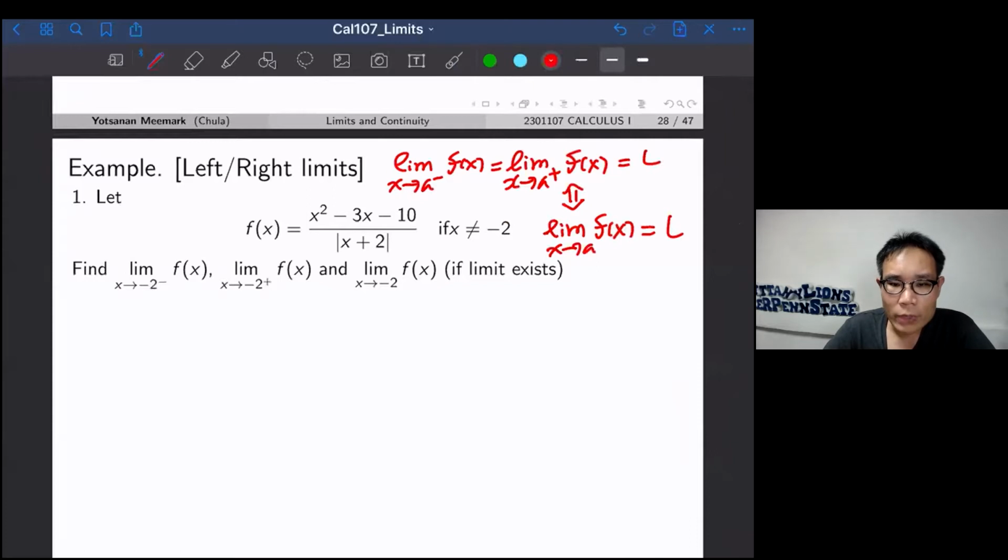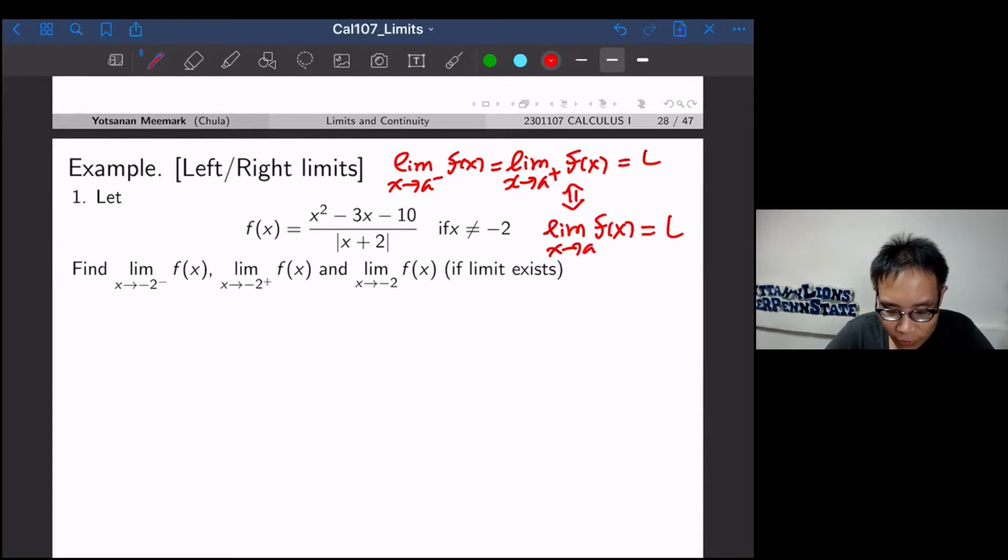So if we have the left limit equal to the right limit, we'll be able to conclude that the limit at that point equals the number L that you have. This technique is called the left-right limit. Now we're going to compute the limit by using this technique.